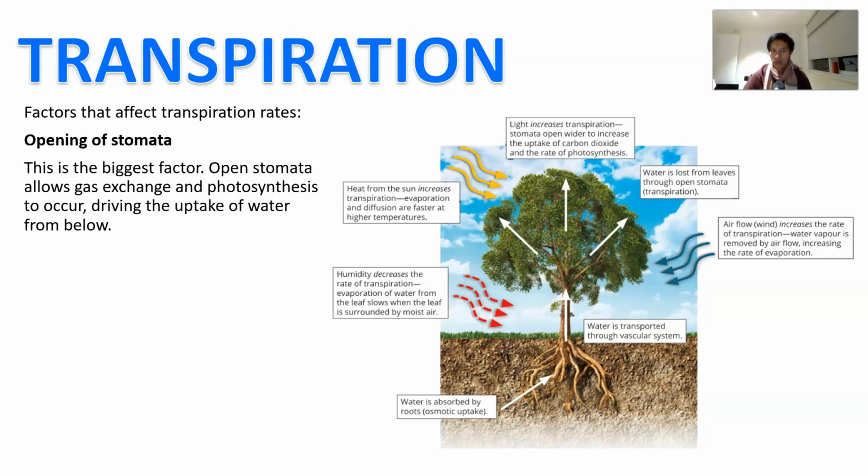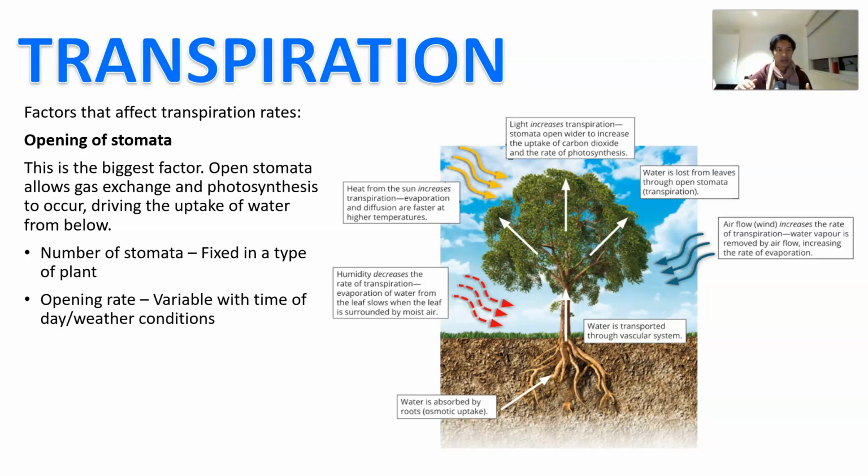And a variety of things are going to affect whether the stomata open or close. The number of stomata within a plant is usually fixed, depending on the species of the plant and how old the plant is, etc. However, the opening rate, how frequently it's going to open and close, is going to depend on the time and the weather conditions. So for example, in drought conditions, stomata are more likely to stay closed than open, even though you have in the desert an abundance of sunlight.